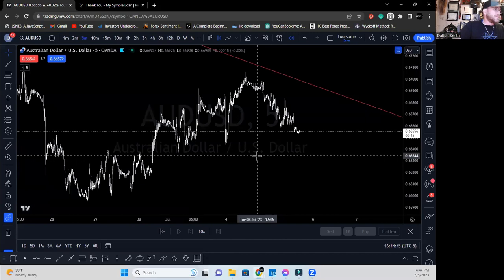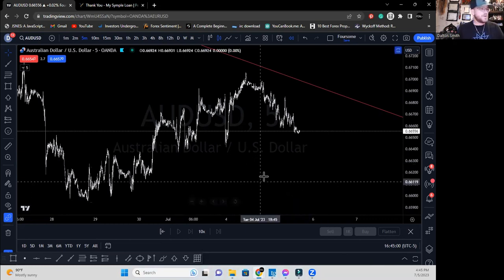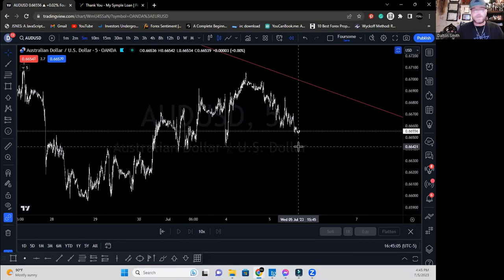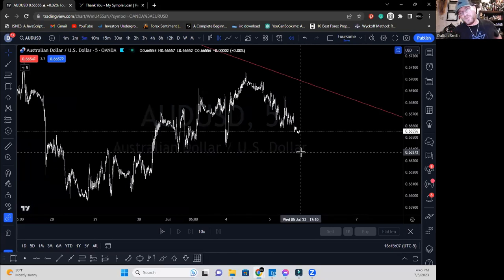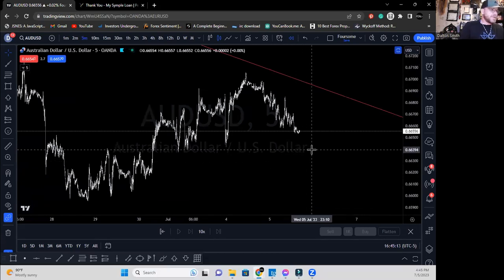The deal is with the smaller time frames, you get much, much tighter stop losses. And the smaller the stop loss, the bigger the risk to reward, right? So if I can take us from a 30 pip entry to a 10 pip entry to a 5 pip entry to a 3 pip entry, that's what I want to do.